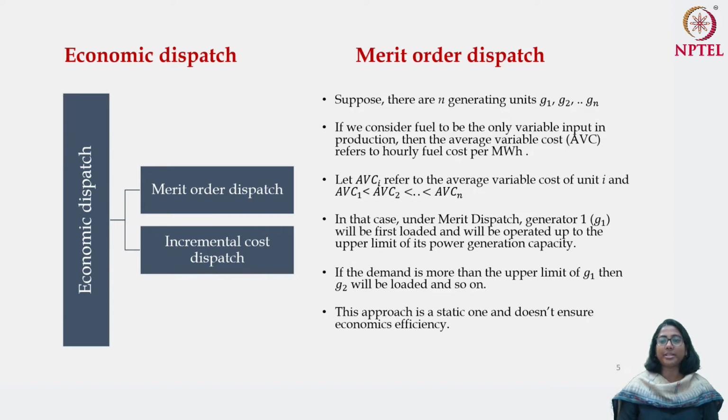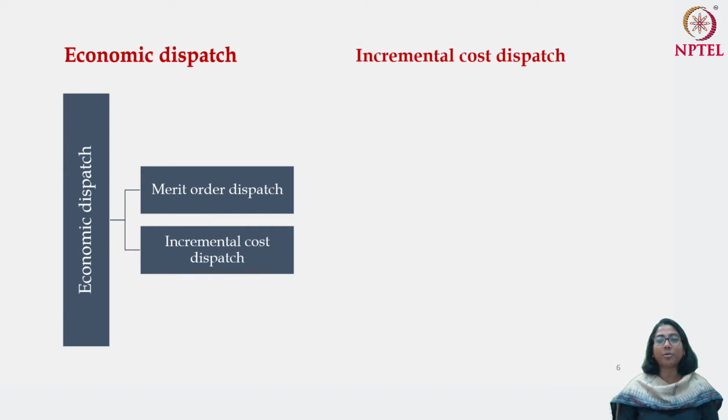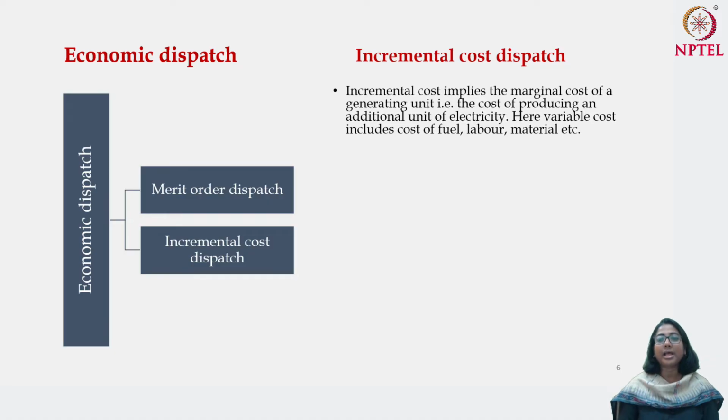The alternative to merit order dispatch comes in the form of incremental cost dispatch, where the decision is taken based on the marginal cost of the generating units. Now, incremental cost, as I said, actually implies the marginal cost of a generating unit, that is the cost of producing an additional unit of electricity.